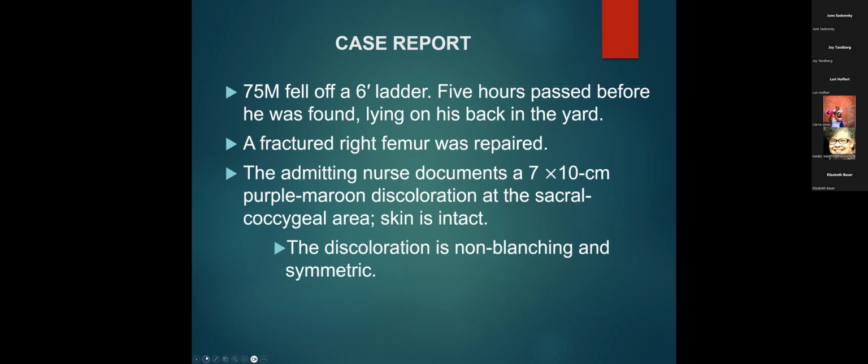So we have a 75-year-old male who fell off of a 6-foot ladder, and 5 hours had passed before he was found because he was still on the ground. And he had a fractured right femur, which in the hospital was repaired. The admitting nurse documents a 7x10 purplish area in the sacrococcygeal area, and the skin is intact. The discoloration is non-blanching and it's symmetric.